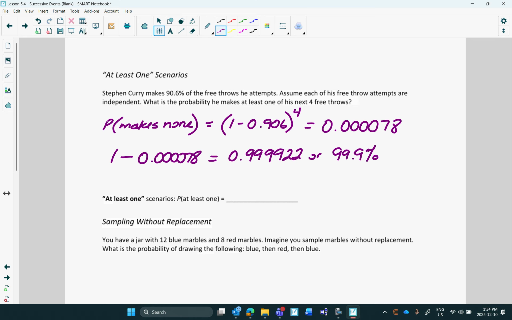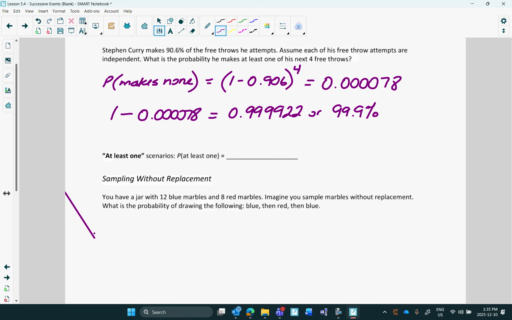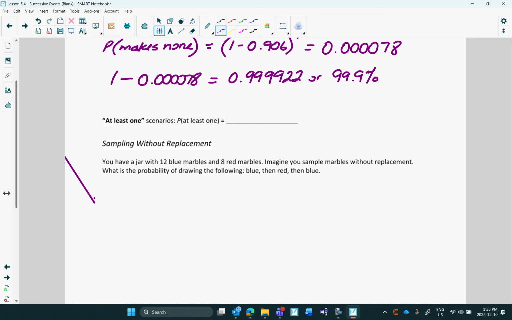Which makes sense because it's a very small probability that he misses them all or makes none. Which means the probability that he's made 1 or 2 or 3 or all 4 must be really, really high. So be careful with that one. And the trigger for that kind of situation is, it'll always say in the question, what's the probability of at least? As soon as you see at least, it's this method. So the probability of at least 1 is always 1 minus the probability of none.